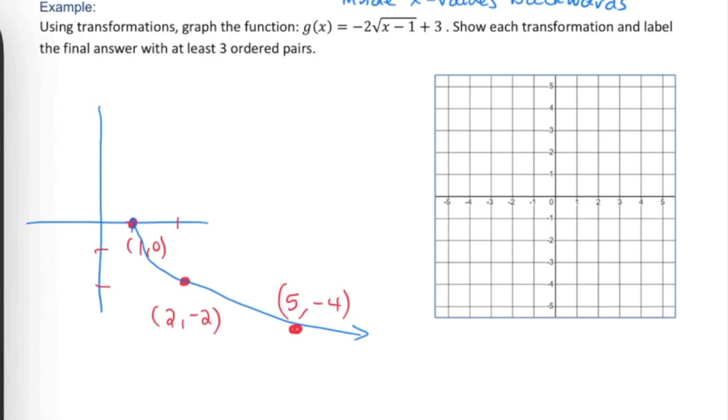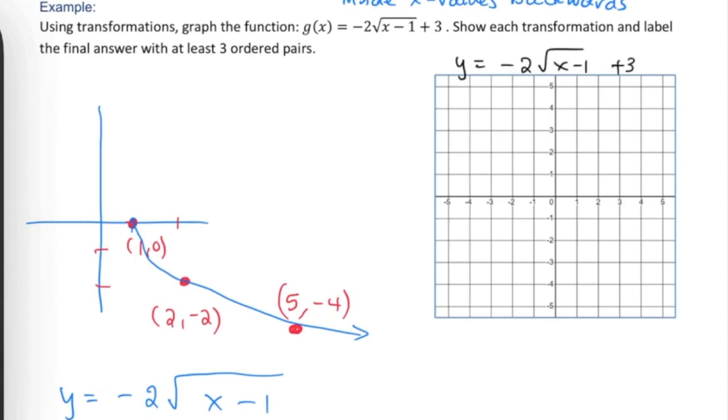And the equation that matches our current graph is that we've already flipped it and stretched it vertically, and now we have shifted it to the right one. So we're ready for our last transformation, which is going to give us our final answer graph of negative 2 times the square root of x minus 1, and then plus 3.